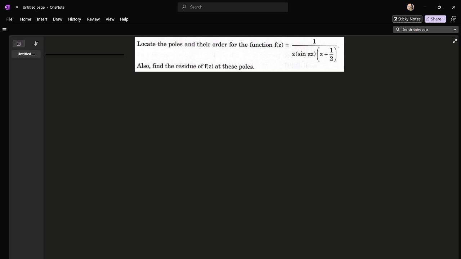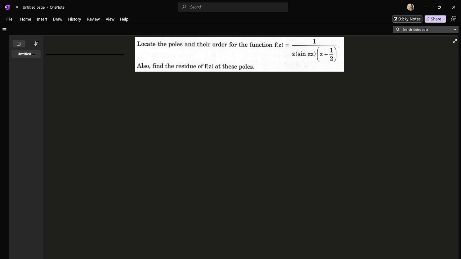We are now solving Mathematics Optional Paper 2 from 2024, and this question appeared in our paper. The question asks us to locate the poles and their order for the function f(z) = 1 / (z sin(πz) (z + 1/2)), and also find the residue of f(z) at these poles.